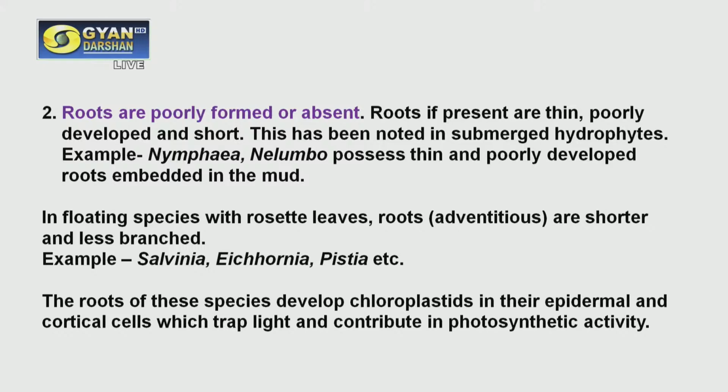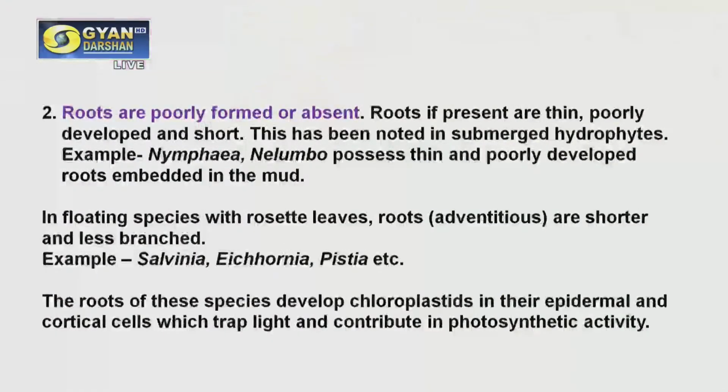But this is not the case in the plants which are residing in the soil. There they have well-developed tap roots, which probe deep into the soil. Sometimes in floating species with rosette leaves, adventitious roots are shorter and less branched. Of course there are variations, and the roots also develop chloroplasts in their epidermal and cortical cells, which can trap light and contribute to photosynthetic activity.